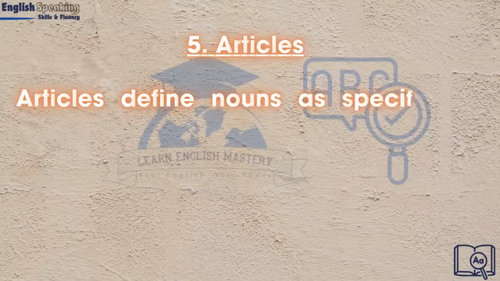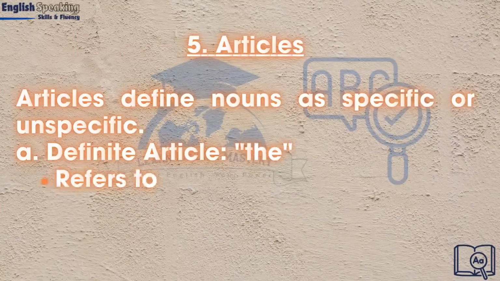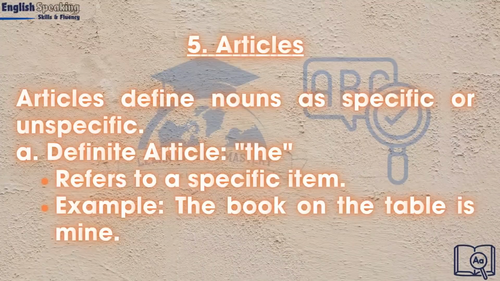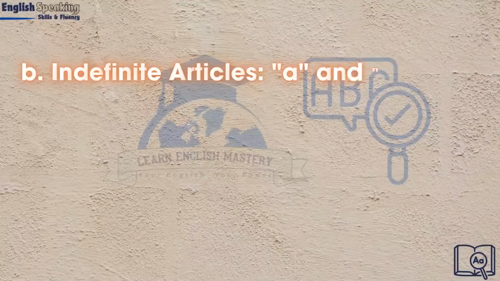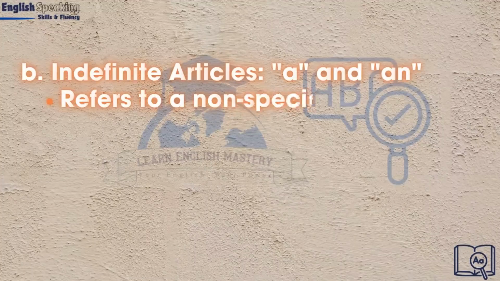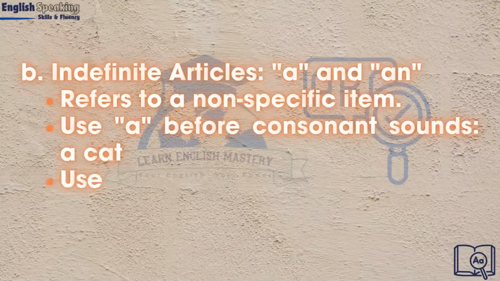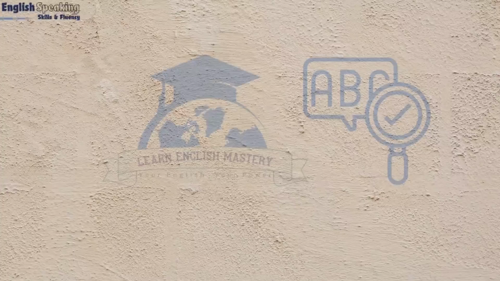Articles define nouns as specific or unspecific. Definite article refers to a specific item. Example: the book on the table is mine. B. Indefinite articles, a and an, refer to a nonspecific item. Use a before consonant sounds: a cat. Use an before vowel sounds: an apple.